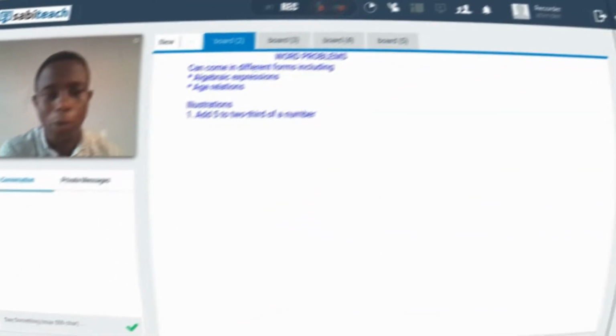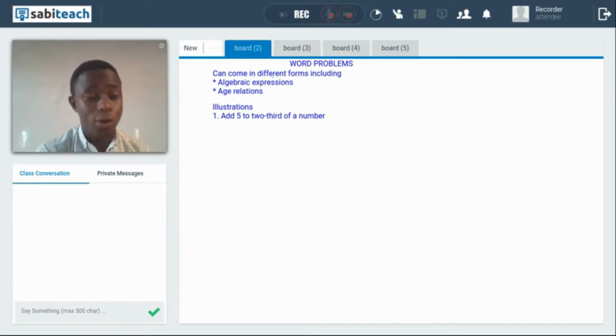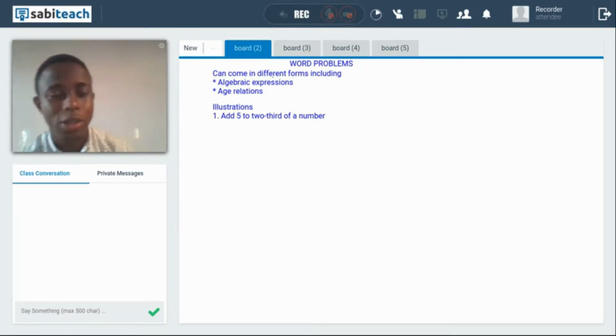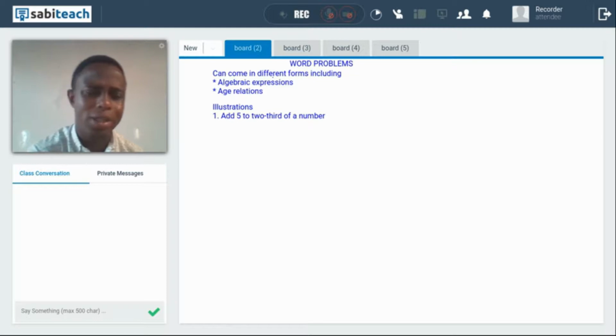All right, let's take word problems. You need to know that word problems can come in any form. They can come as algebraic expressions, age relations, ratios, percentages, it can come any way. But for the sake of this class, let us touch algebraic expressions and age relations. Let's take the first one.